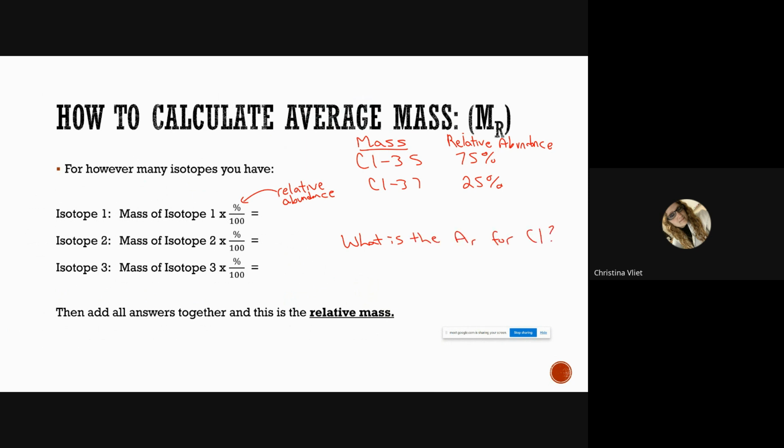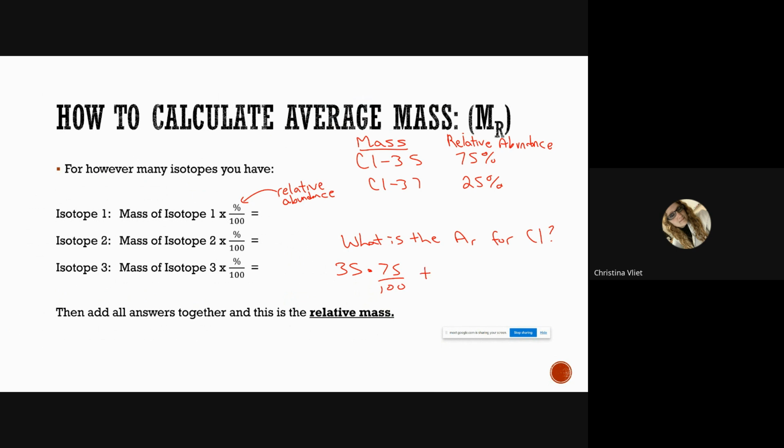Let's see if we can apply the formula. What would we do? First, start with the mass. The mass of your first isotope of chlorine is 35. Then you multiply by 75 over 100. Then the idea is you do this for each of your isotopes, so it makes sense you add.